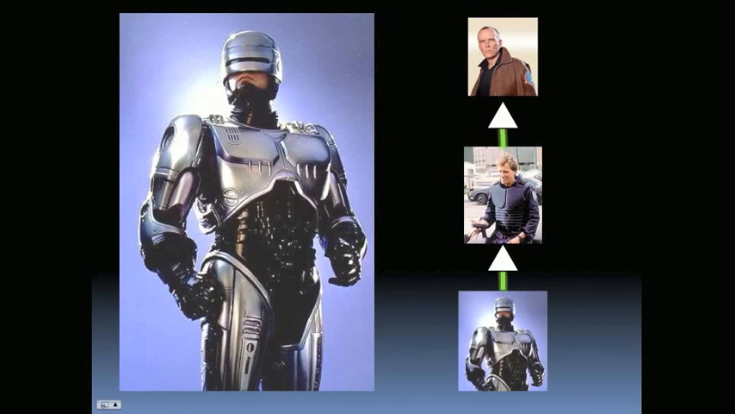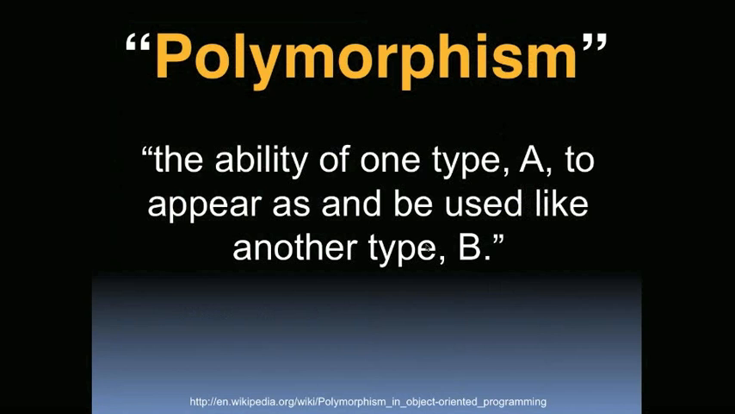RoboCop is a police officer. RoboCop is a human being. A police officer is a human being. A human being is a human being, right? But we can't necessarily go the opposite direction. All right, this is the concept of inheritance. I think the RoboCop demonstration is the best way to remember it, but you may disagree.